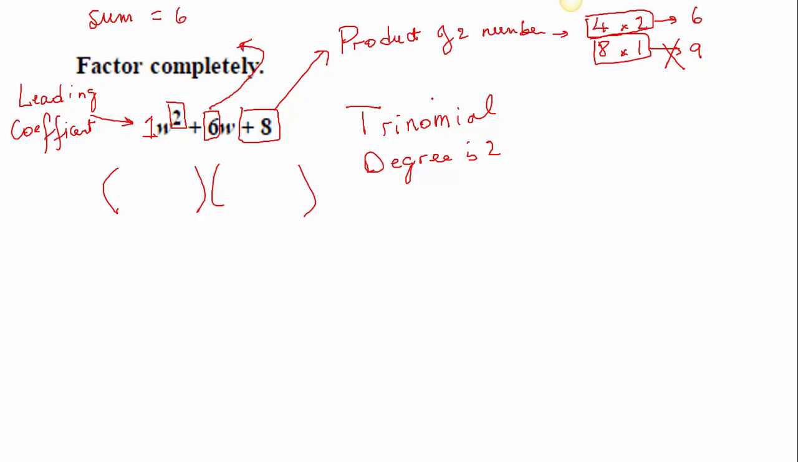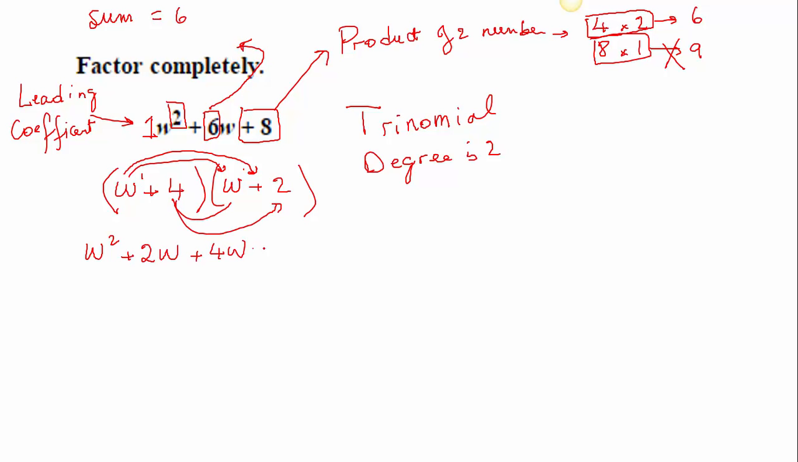Therefore, I'm going to use 4 and 2 and I'm done. W plus 4, W plus 2. We can check. W times W is, you add the exponents, it's W squared. W times 2 is 2W. 4 times W is 4W. And 4 times 2 is 8.